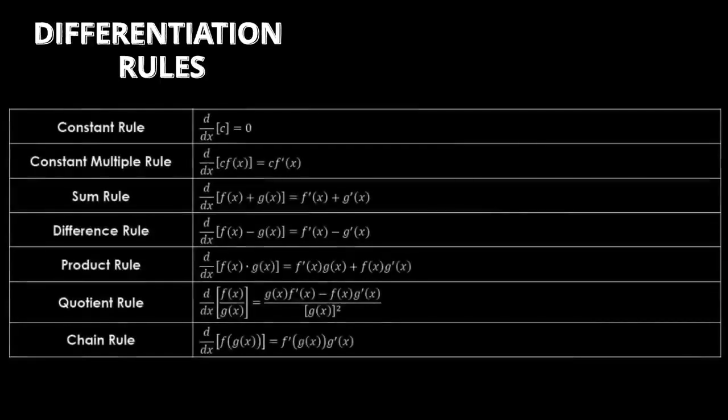Differentiation rules. These are the rules we use to actually evaluate and take derivatives. These are the constant rule, constant multiple rule, sum rule, difference rule, product rule, quotient rule, and chain rule.